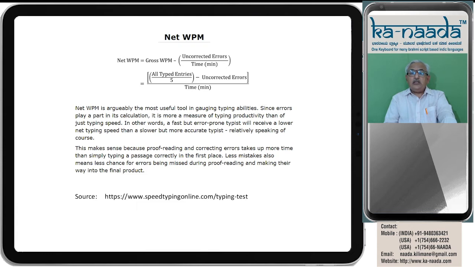Now we go to the next concept of what is called net words per minute typed. The net words per minute is a derived equation from gross words per minute lessened by uncorrected errors divided by time. That is, all typed errors divided by 5, as the formula is shown on the screen.